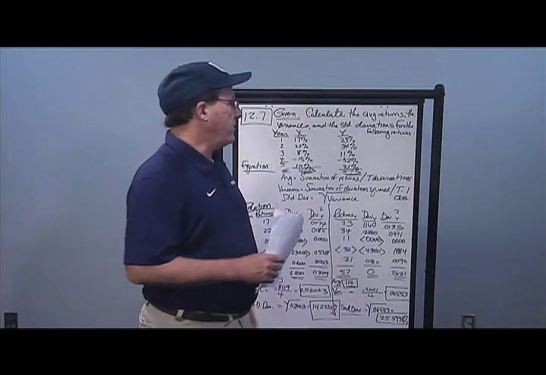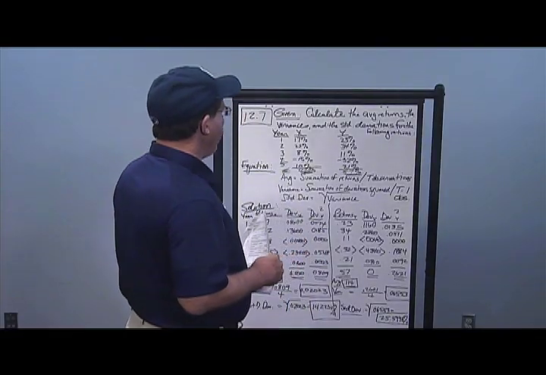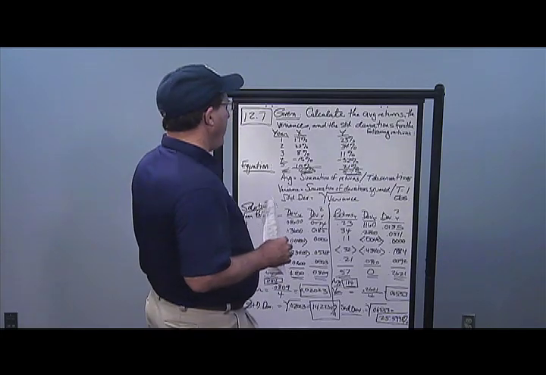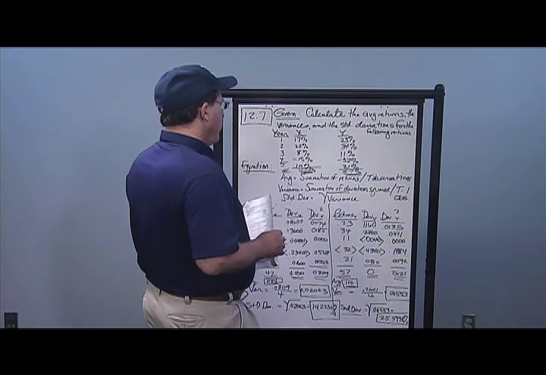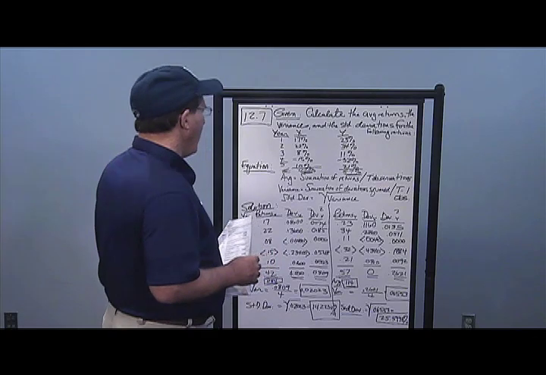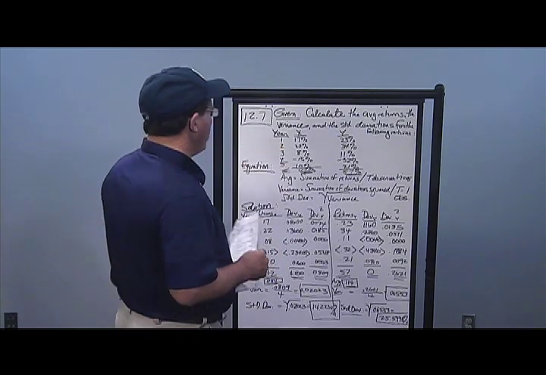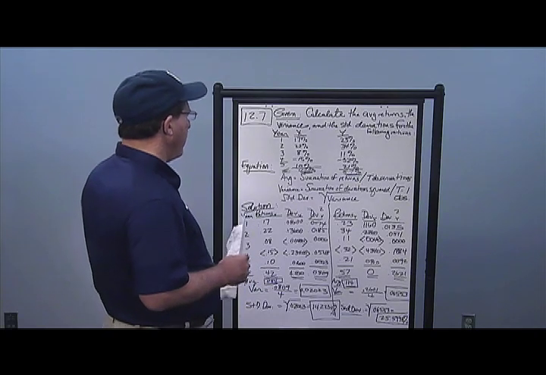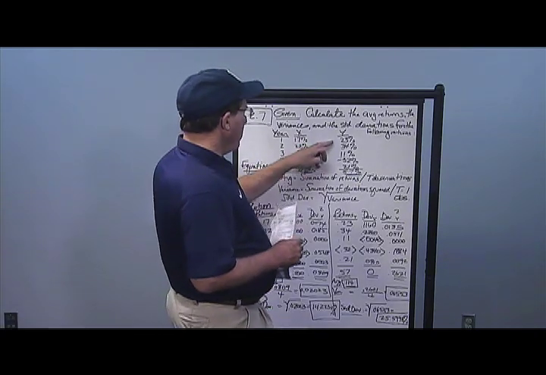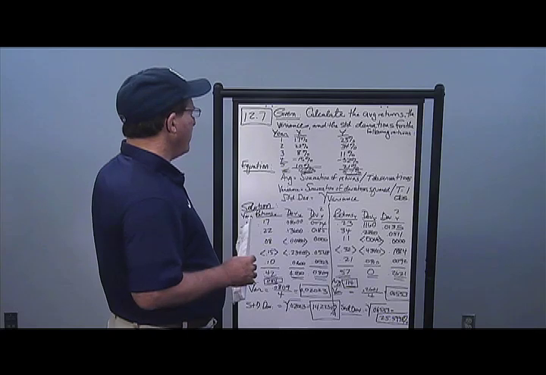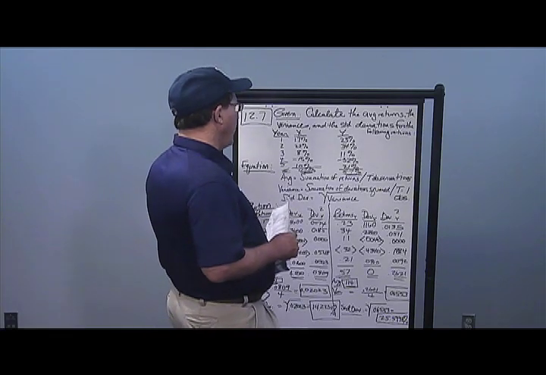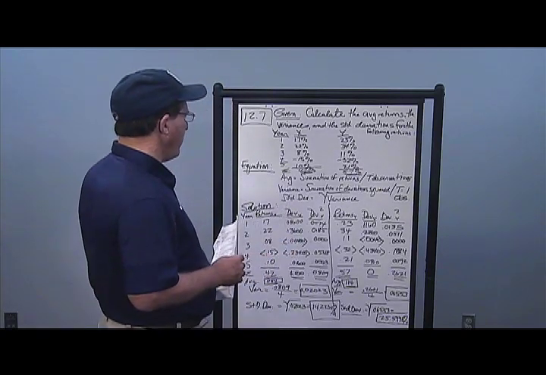In problem 12.7, we're going to calculate the average returns, the variances, and standard deviations for two different stocks, stock X and stock Y. Stock X has 5-year returns of 17%, 22%, 8%, negative 15%, and 10%. And Y is a little more volatile: 23%, 34%, 11%, minus 32%, and 21%.